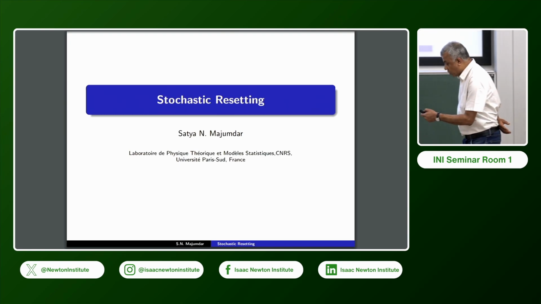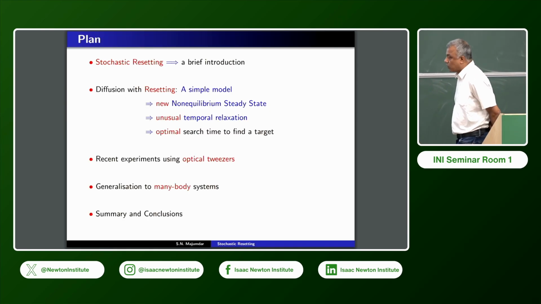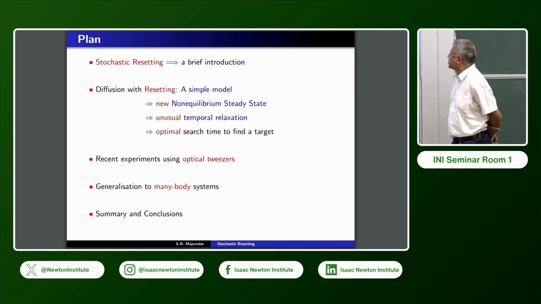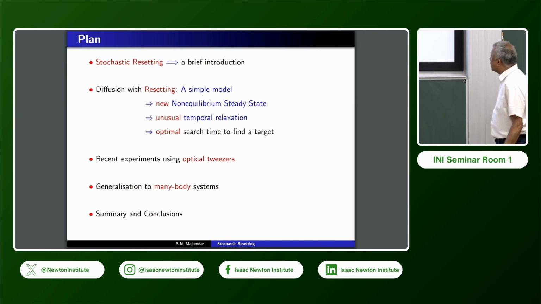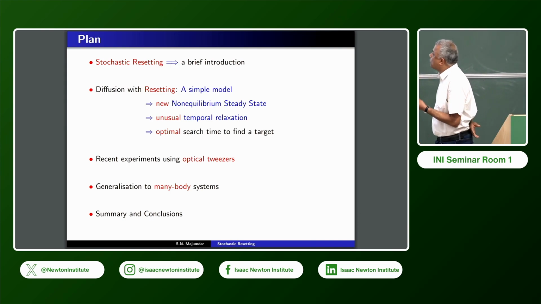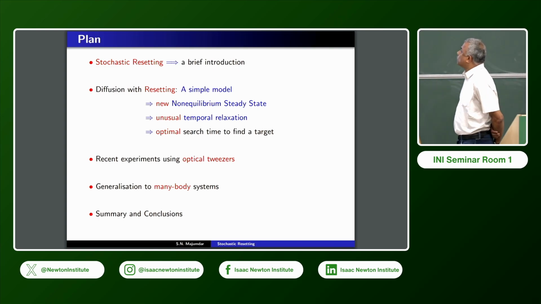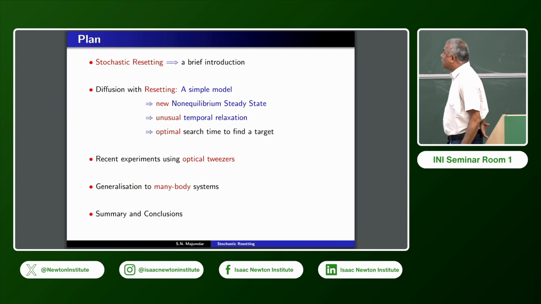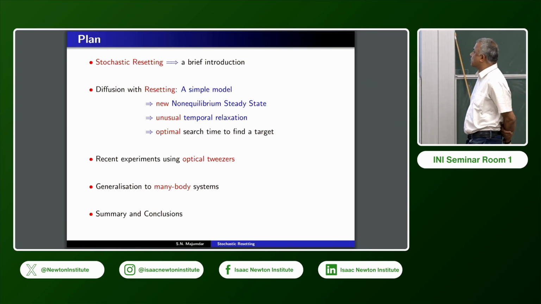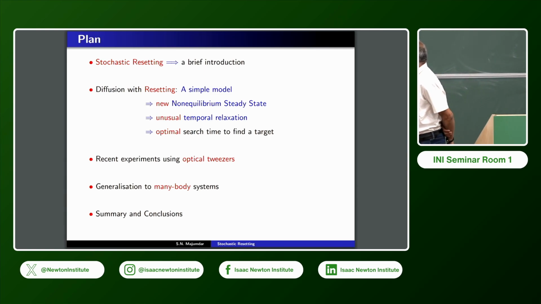Okay, so here's the outline of my talk. I'll start with a brief introduction to stochastic resetting, mainly what are the motivations. Then I'll illustrate these ideas in a very simple toy model. There will be three outcomes of this toy model. There will be a new non-equilibrium stationary state, and I'll explain what I mean by those things. There will be an unusual temporal relaxation towards this stationary state, so unusual dynamics. And then we'll talk about the optimal search time to find a target, and explain again.